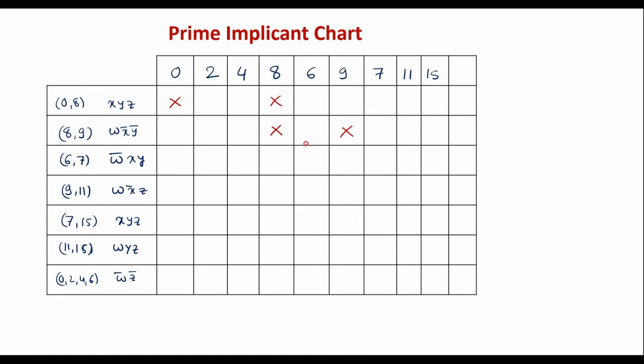Next 6, 7. This is 6, this is 7. Next we have 9, 11. This is 9, this is 11. We have 7, 15. This is 7, here we have 15. 11, 15. 11 and 15. 0, 2, 4, 6. This is 0, 2, 4, and here it is 6.